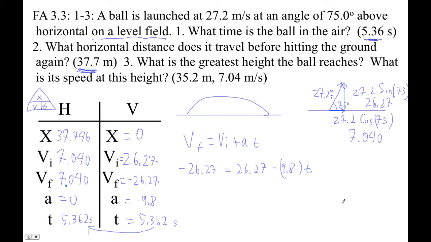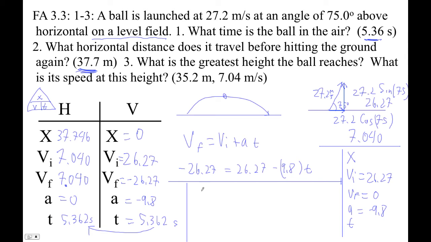Greatest height, how do you do that? You just set up another little vertical thing here. Vertically, we just go x, vi, vf, a, and t. Our initial velocity is 26.27, and then at the very top, the final velocity is 0. This guy's negative 9.8.